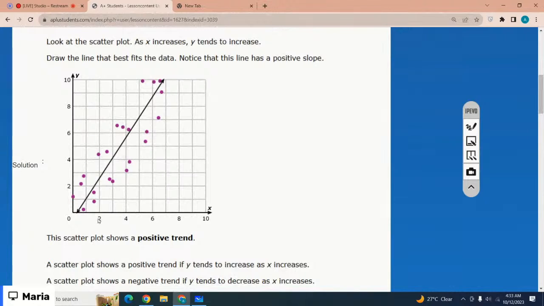Here are x values growing: 2, 4, 6. When x is 2, the y is less than 2. When x is 4, y is around 4. When x is 6, the value is 8. X is 7, y is 9. That means as x increases, the y is also increasing. So that shows the positive trend, right?